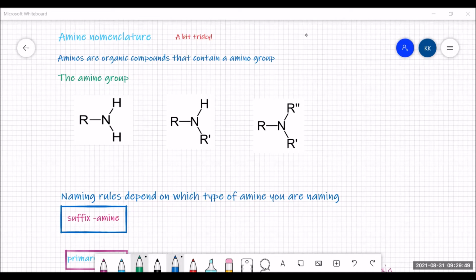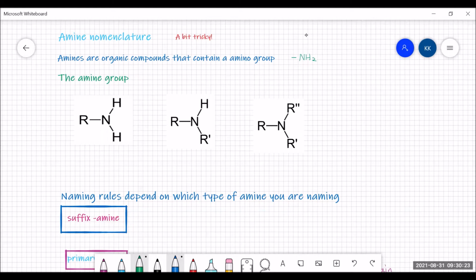Amine nomenclature can be a little bit tricky, so we're going to be really careful to do plenty of examples to get our skills up and running on this. The amino group is generally written as NH2. Amines are just one of the nitrogen-containing organic compounds. We also have nitro compounds, we have amides, but we're going to focus just on the amines today.